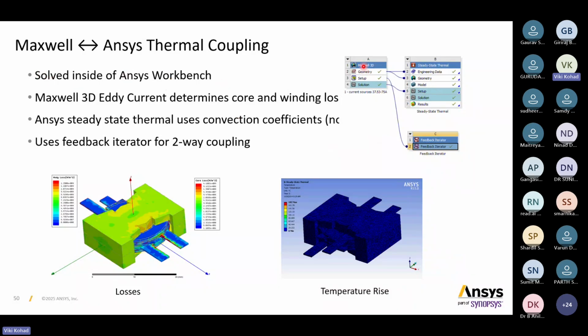Here the Maxwell 3D part is there, and we transfer our results, like give the excitation or the input, to the steady state thermal part, and it will give the temperature parameters. These are the winding loss parameters and these are the temperatures.